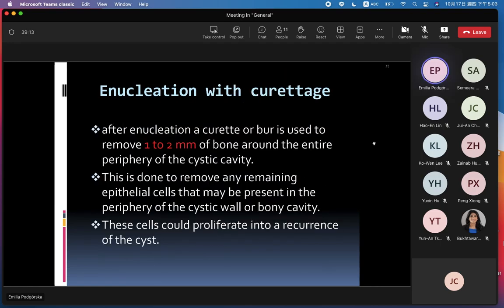And enucleation with curettage. After enucleation, a curette or bur is used to remove 1 to 2 millimeters of bone around the entire periphery of the cystic cavity. This is done to remove any remaining epithelial cells that may be present in the periphery of the cystic wall or bony cavity. These cells could proliferate into a recurrence of the cyst.